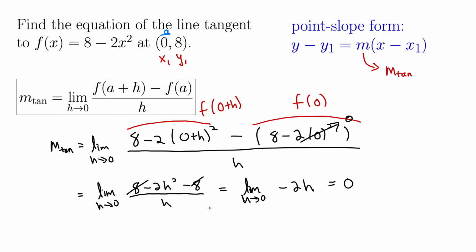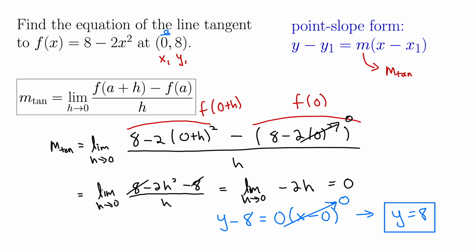Okay, so let's do that. We have y - y1, and we decided y1 was 8, equals m tangent, which we decided was 0, times (x - x1), and we decided x1 was 0. So all of the right-hand side goes to 0. That leaves us with y = 8 for our tangent line. Well, what kind of line is that? Think to yourself, can you imagine what this line looks like? Indeed, it's a horizontal line at y = 8.